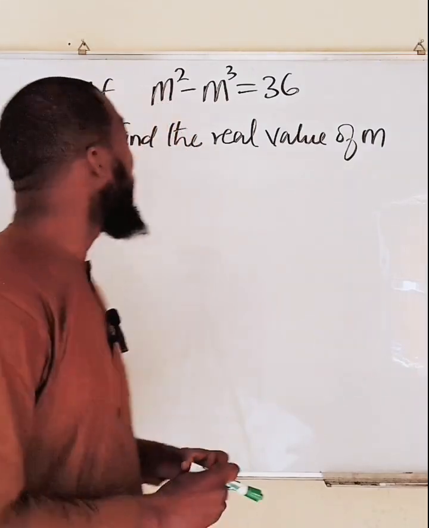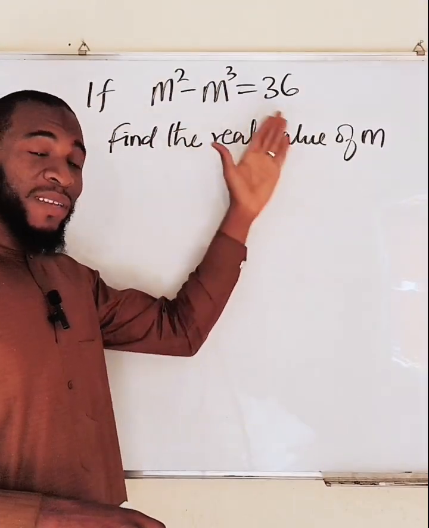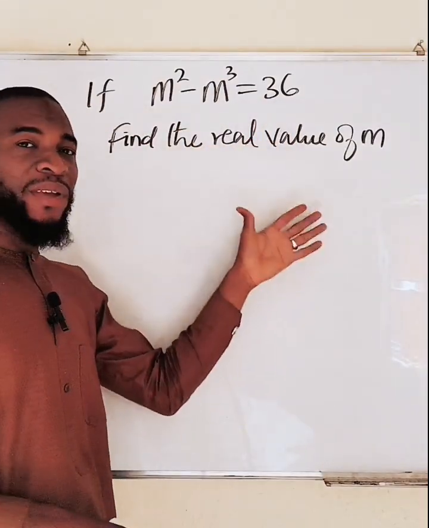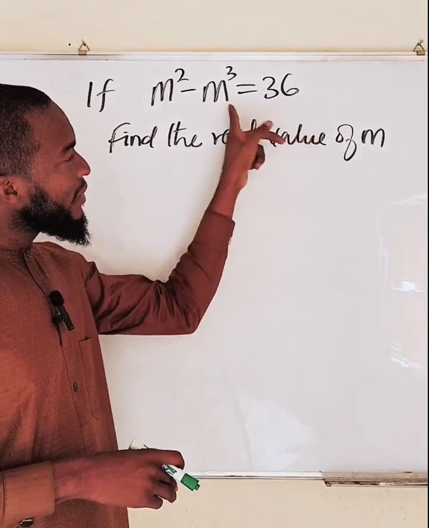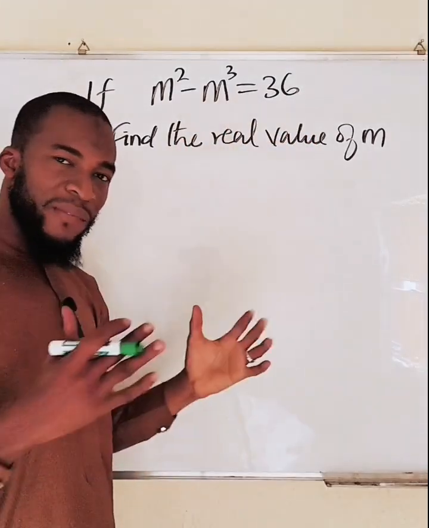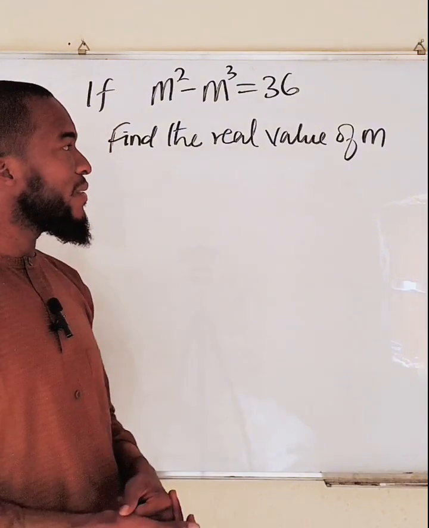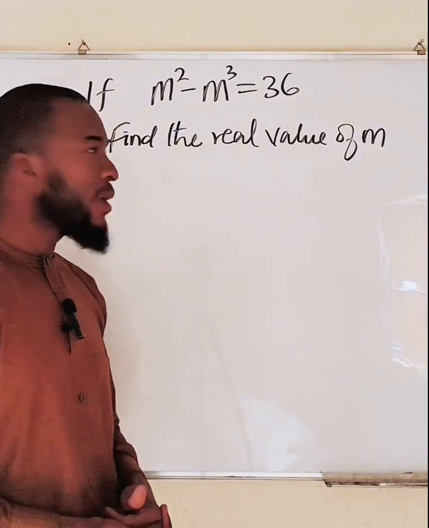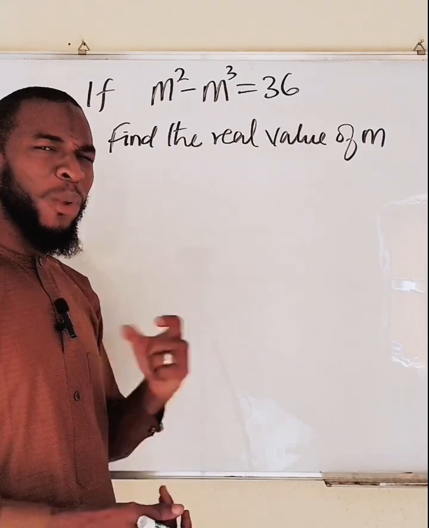Let's get started. We are given that m squared minus m to the third power equals 36, and we are asked to find the real value of m. Well, I know I can just take 36 inside, it becomes negative, simplify the left-hand side, factorize it and set the factors equal to 0 and solve for m. But I'm not going to do that. Instead, I'm going to solve this problem logically.